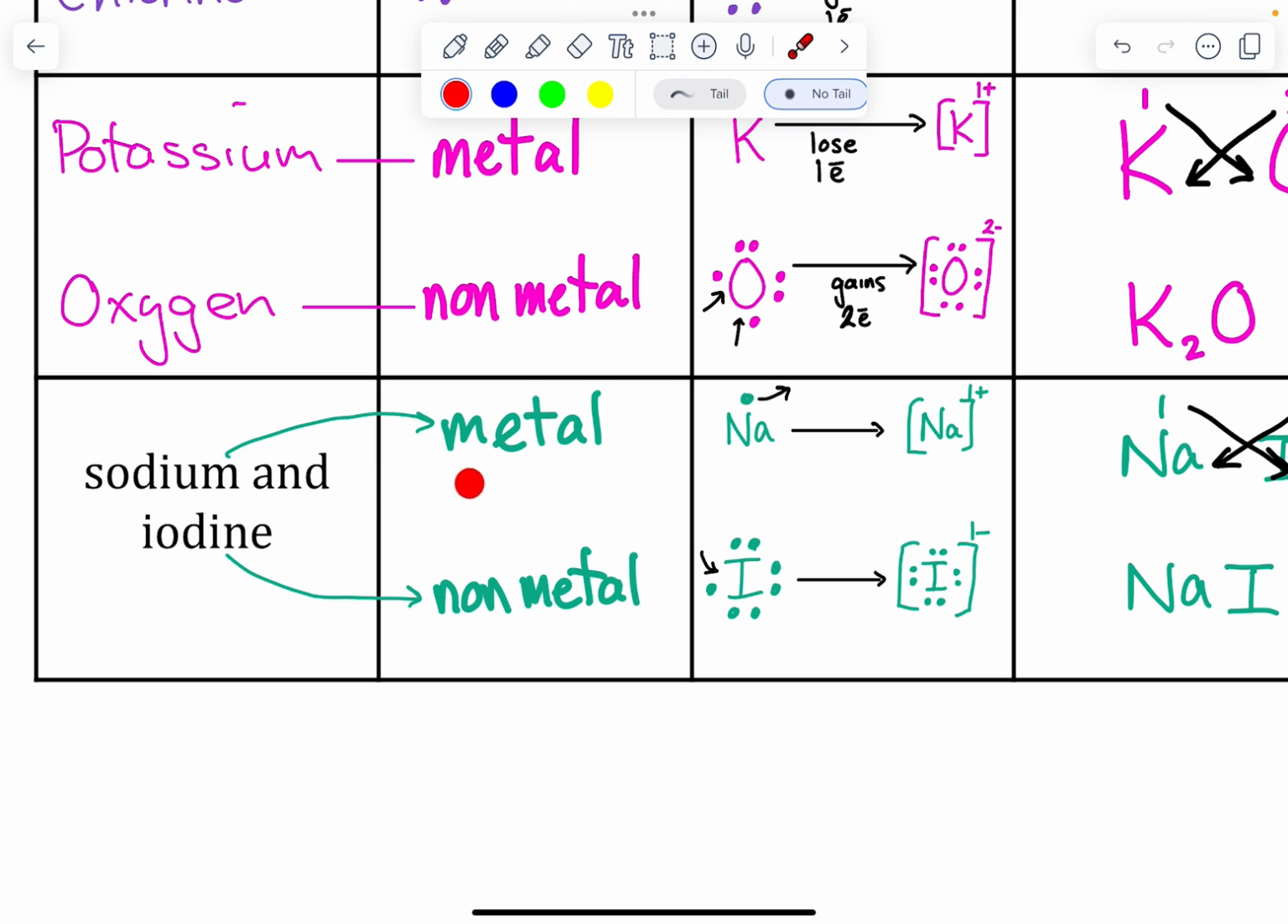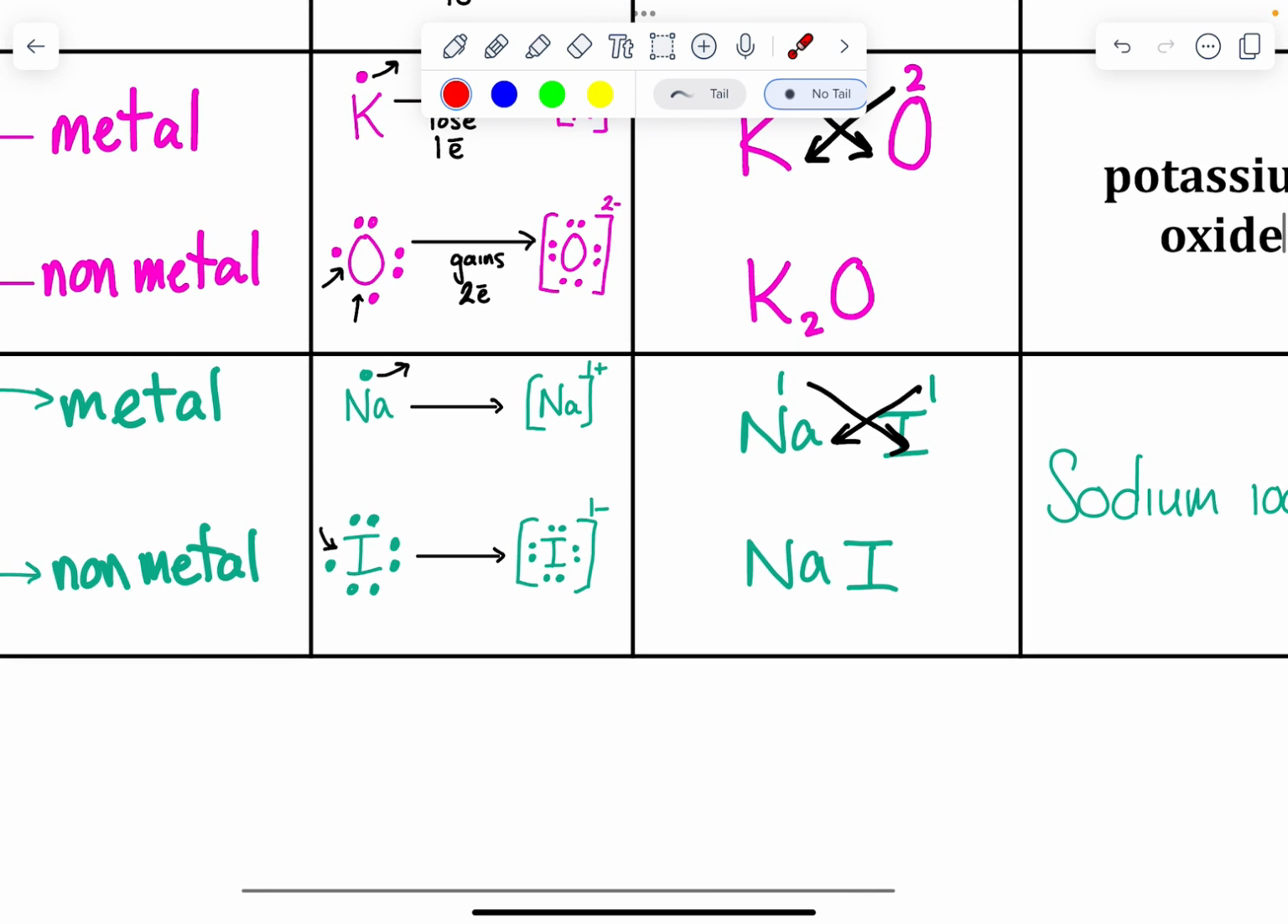Sodium and iodine. Sodium is a metal, iodine is a nonmetal. Sodium has 1 valence electron because it's in column 1. It will lose that electron to have a charge of +1. Iodine is in column 7, so it will gain 1 electron to become stable, and it will have a charge of 1 negative or -1.